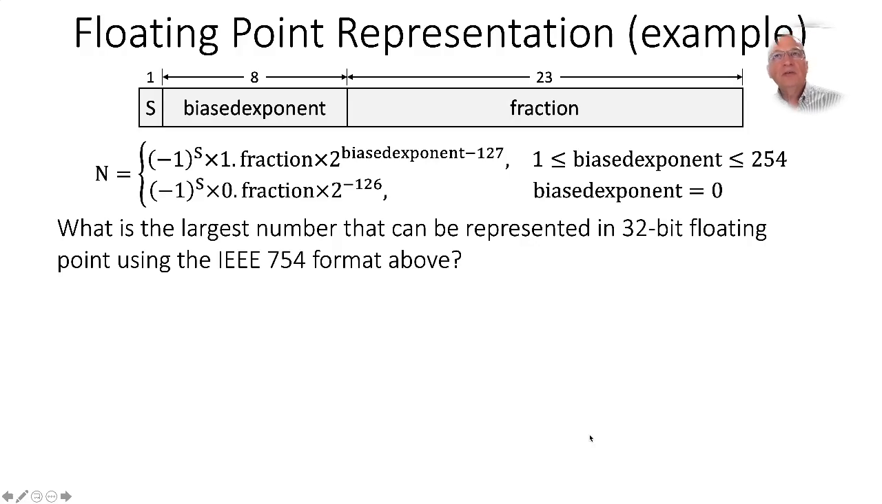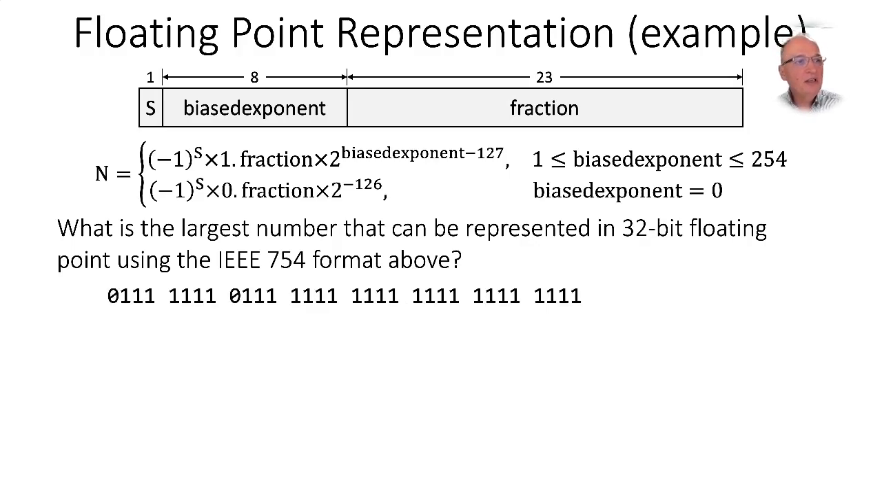Another question that we want to address is what is the largest number that can be represented in 32-bit floating point using this format specified? Well, the largest number will have the largest exponent and the largest fraction. But remember that the exponent can only be up to 254. It cannot be 255. Therefore, the largest exponent that I can have is all ones with a 0 at the end. We're going to discuss in a minute what happens when we have all ones.